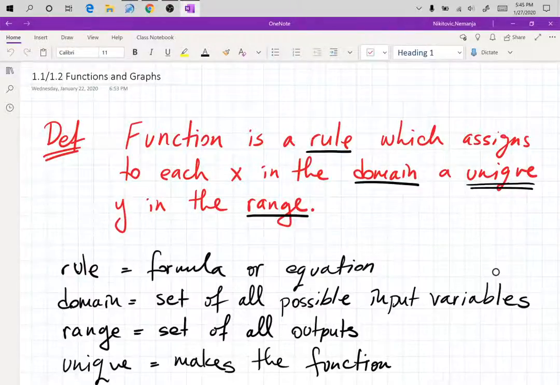Last time we talked about function and a definition for a function, which is: a function is a rule which assigns to each x in the domain a unique y in the range. We still have to talk about domain and range. We still have a couple more things to discuss and a few problems to do.